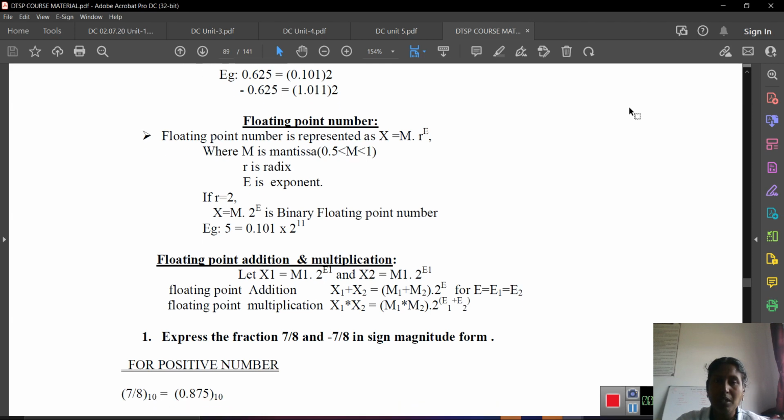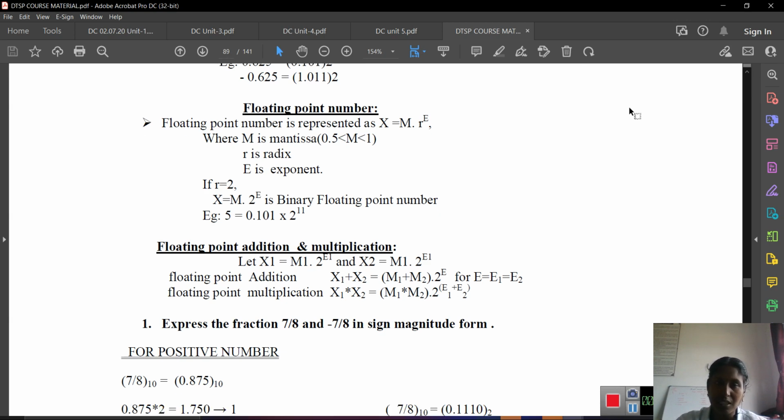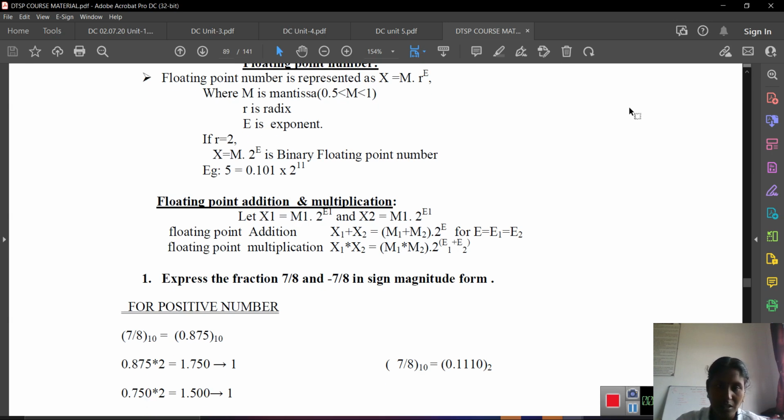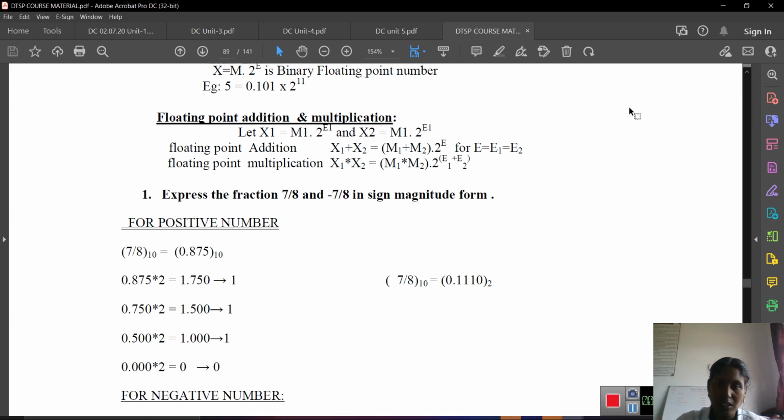Then a floating point number is represented as x = m × r^e, where m is the mantissa, 0.5 < m < 1, r is the radix, and e is the exponent. If r equals 2, we directly apply the formula and get the result. Floating point addition and multiplication are also the same. Let x1 = m1 × 2^e1 and x2 = m2 × 2^e2. Then floating point addition means x1 + x2; add the two terms and finally we get the result.